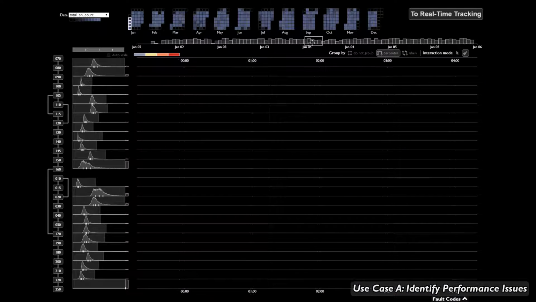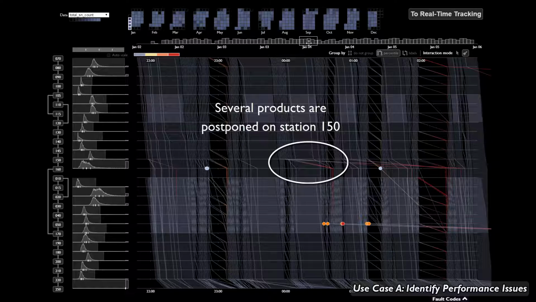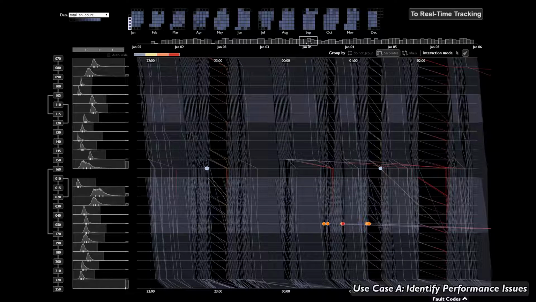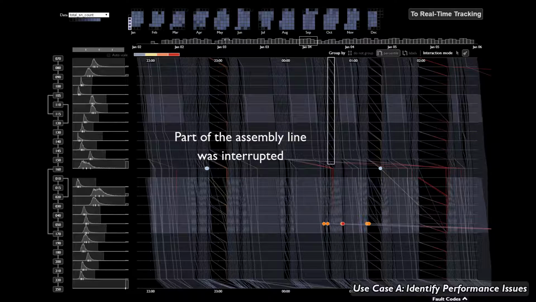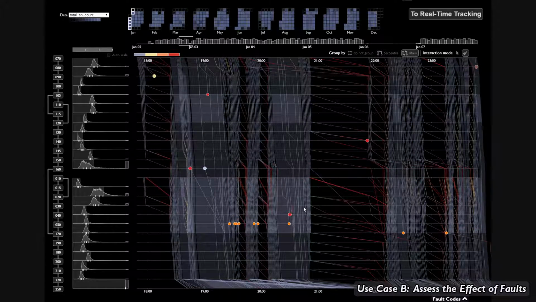On January 4th, around midnight, the processing of many products are postponed on the station 150. When they continue to be processed, the other products already on the line had to wait, and they no longer proceeded on the assembly line. It appeared that part of the assembly line was stopped for 5 to 10 minutes. Since the occurrence of faults are plotted on the time axis in the graph, it is relatively easy to assess the causes and effects of those faults.